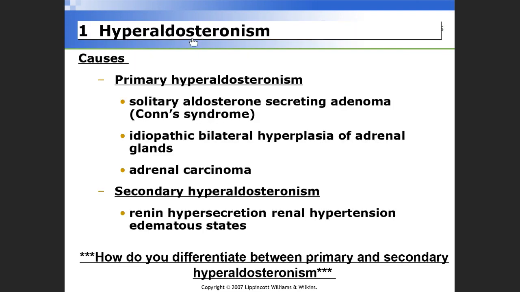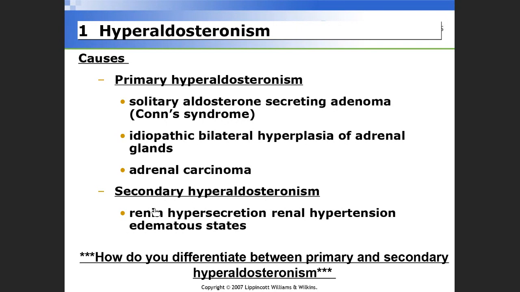Okay, hyperaldosteronism is a tumor in the zona glomerulosa. It's also known as Conn syndrome. Other causes include idiopathic bilateral hyperplasia of the adrenal gland, adrenal carcinoma, or secondary hyperaldosteronism, which is basically due to renin secretion. Renin is secreted by the juxtaglomerular cell of the kidney.